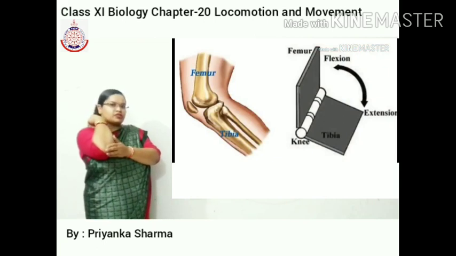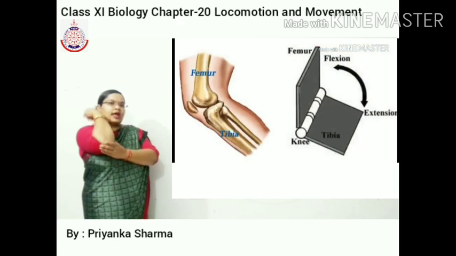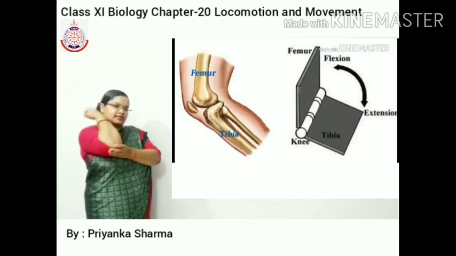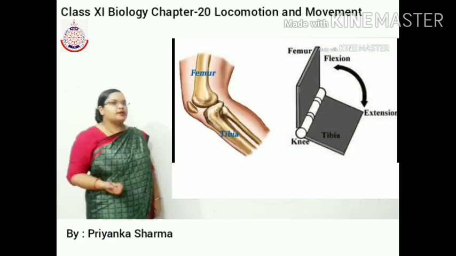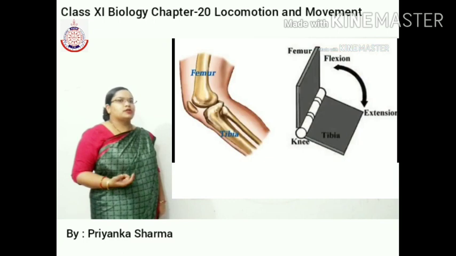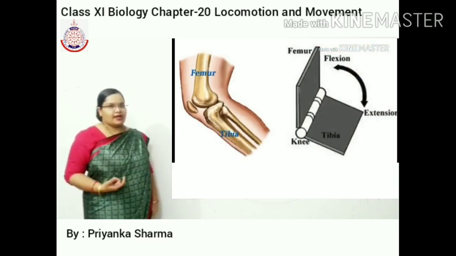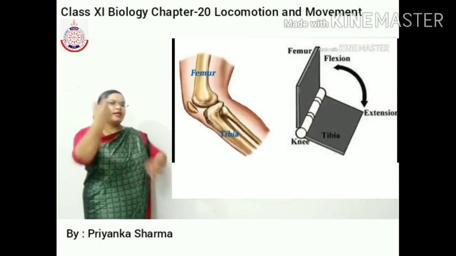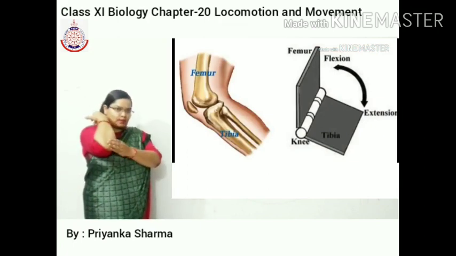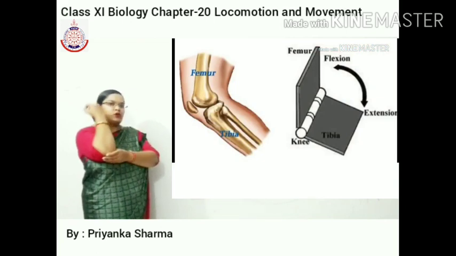In your elbow, which joint is present? Yes, it is the hinge joint. And the movement takes place only in one plane. So, it is the hinge joint. Your doors have hinges which help in the opening and closing of the door in one direction. Similarly, in your knee and elbow, you have the hinge joint which helps in the movement only in one plane.